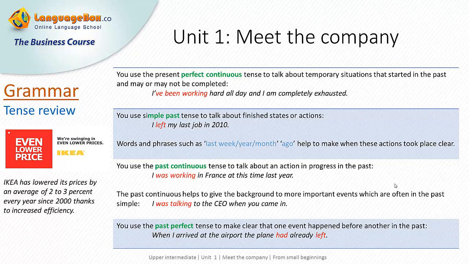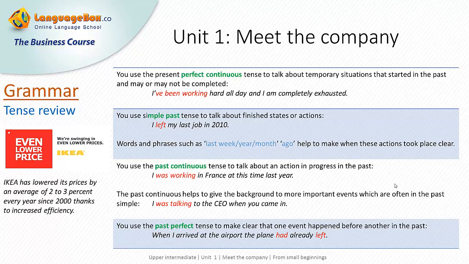Okay, so imagine both of our events happened in the past, and we want to say event A happened before event B. And in order to do this, for event A, we need to use the past perfect. So if you look at our example here, when I arrived at the airport, the plane had already left. We've got two actions here. I arrived at the airport, the plane left. And if we want to know that the plane left is the action that happened first, the way that we do this is to use the past perfect tense.